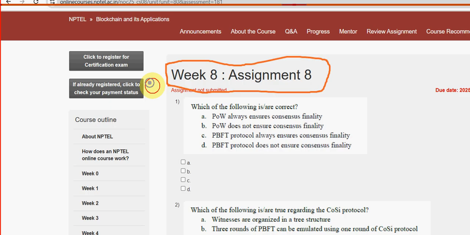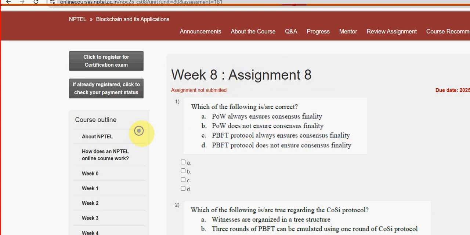So first one, which of the following is/are correct? For the first question, I have got two probable solutions, guys. The first one is option B: Proof of Work does not ensure consensus finality. And the other one is option C, guys: PBFT protocol always ensures consensus finality. So mark option B as well as option C.